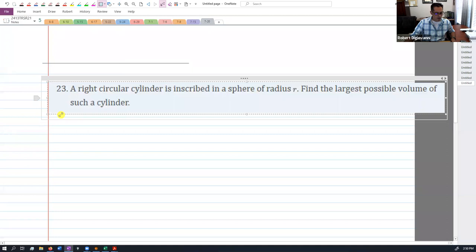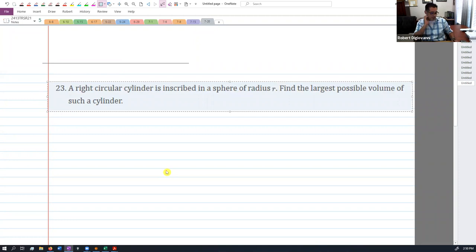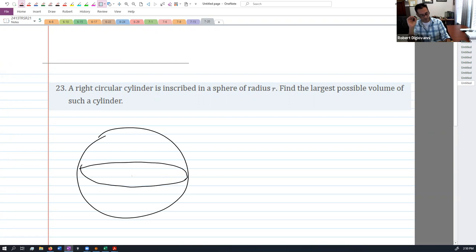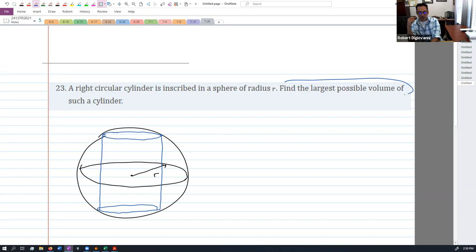I just want to put it here because this is the type of problem that I think every student should mess with when you're doing optimization. So the idea here is that you have a sphere, and this sphere has a fixed radius. So it's fixed. That sphere is not moving. And what you're going to try to do is put a cylinder inside of the sphere and inscribe it, which means that the top of the cylinder is going to touch the sphere. It's going to touch and then come down, and it's going to touch here. And what you're trying to do is find the largest volume of a cylinder you can get in there.